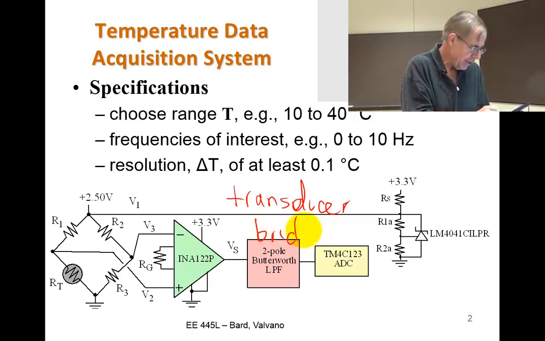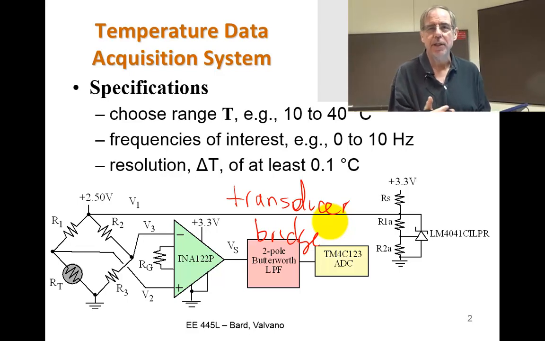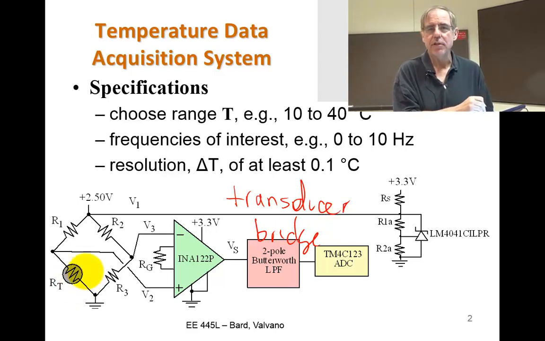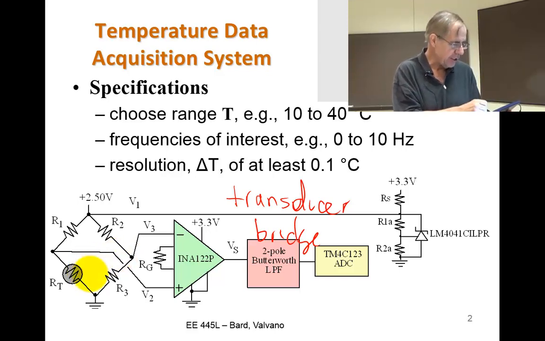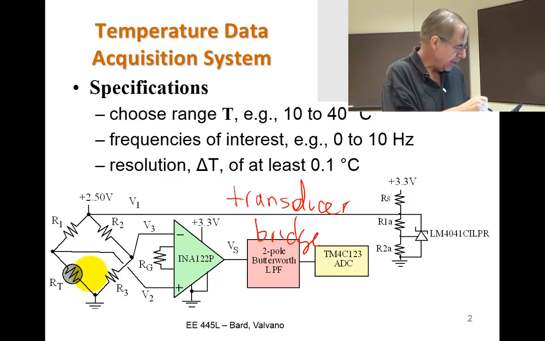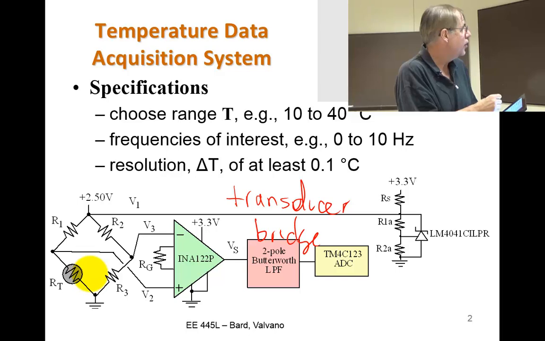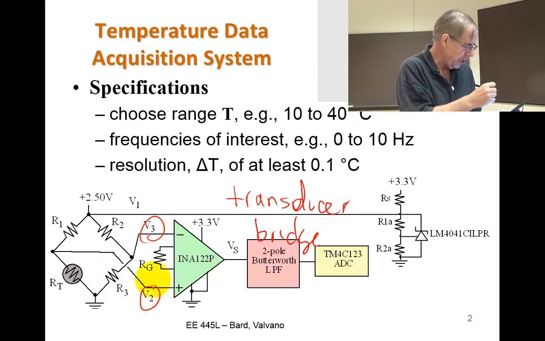Okay? The bridge is what's called a secondary conversion element. The thermistor is a primary sensor. In other words, it converts temperature to resistance, and we'll see that curve in a moment. But the bridge converts resistance to a voltage difference. So the signal here is encoded as the difference between V2 and V3.